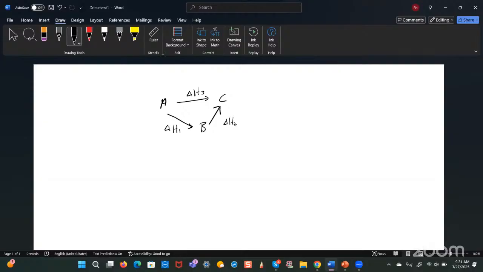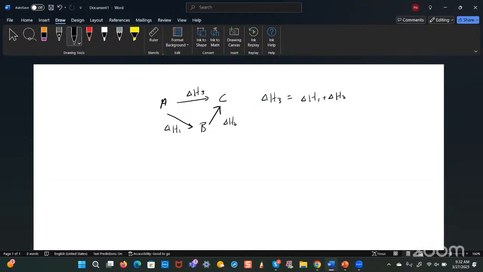According to Hess's law, delta H3 would be equal to delta H1 plus delta H2. What Hess's law says is that independent of how you get from A to C, the enthalpy change overall will be the same. It doesn't matter if you go through one step or more than one step.